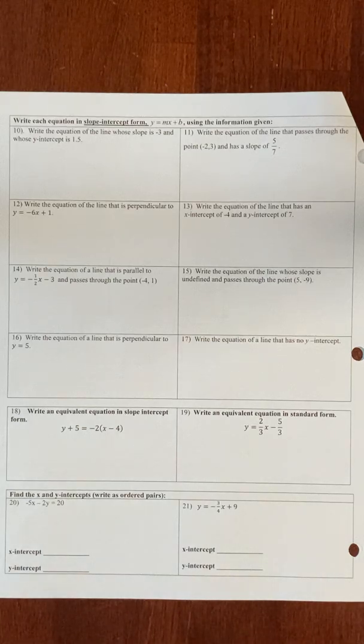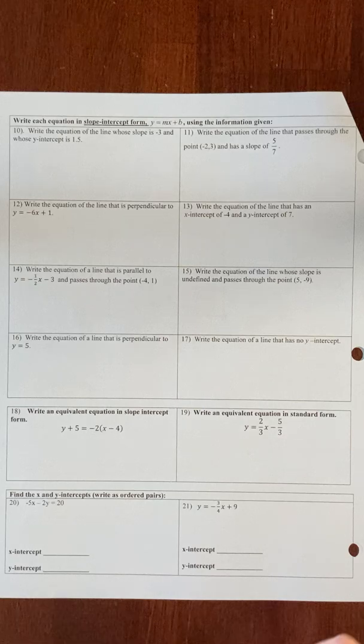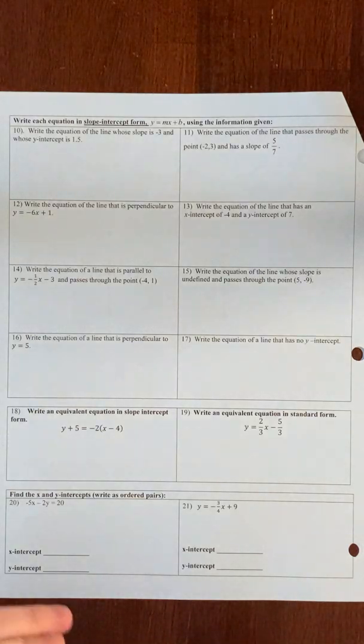All right, so in this video, we're going to be going through the second page of the Chapter 5 review number 2, starting at number 10. So for this first section here, it says write each equation in slope-intercept form, or y equals mx plus b, using the given information. Okay, so the first one here says write the equation of a line whose slope is -3 and whose y-intercept is 1.5.